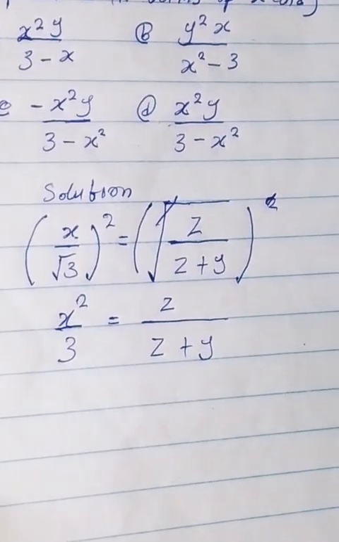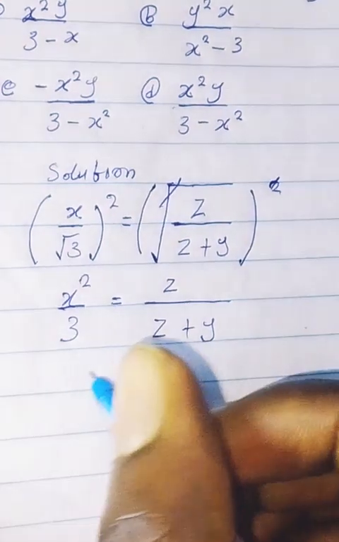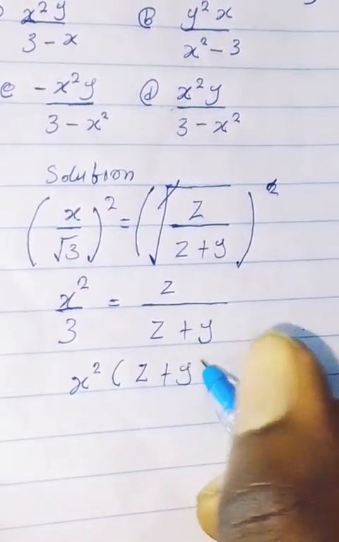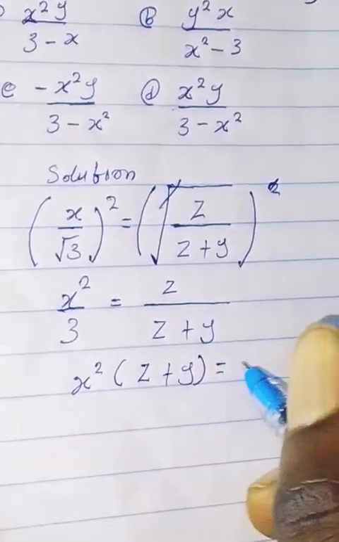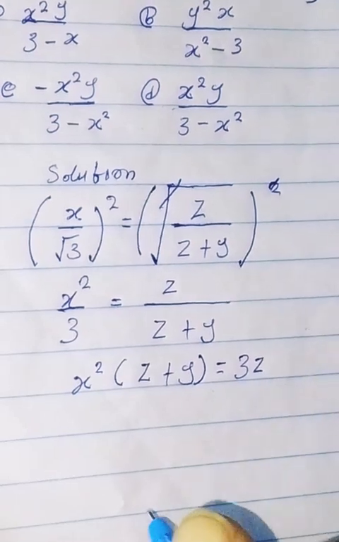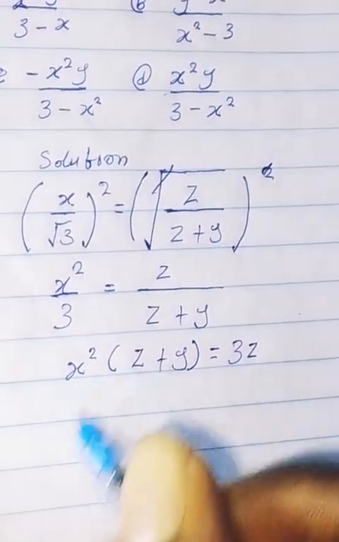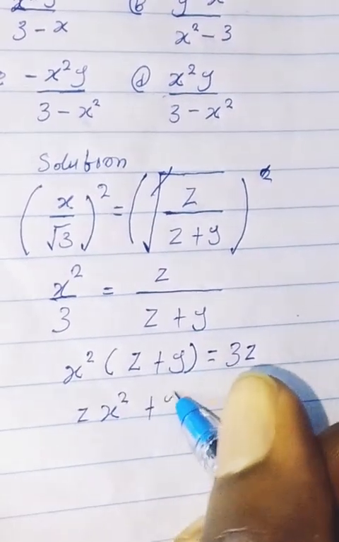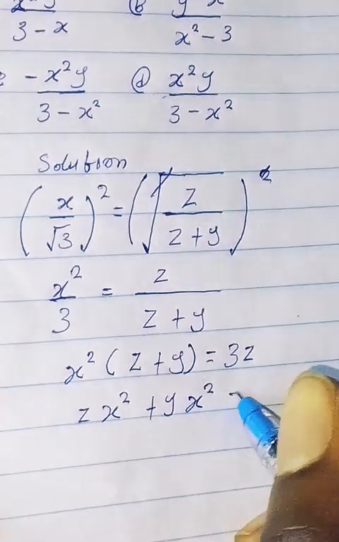Now from this part, what do we do? You simply cross multiply. So we have x squared into bracket z plus y equal to 3 times z, that's 3z. Now from here, x squared opens the bracket, we have zx squared plus yx squared equal to 3z.